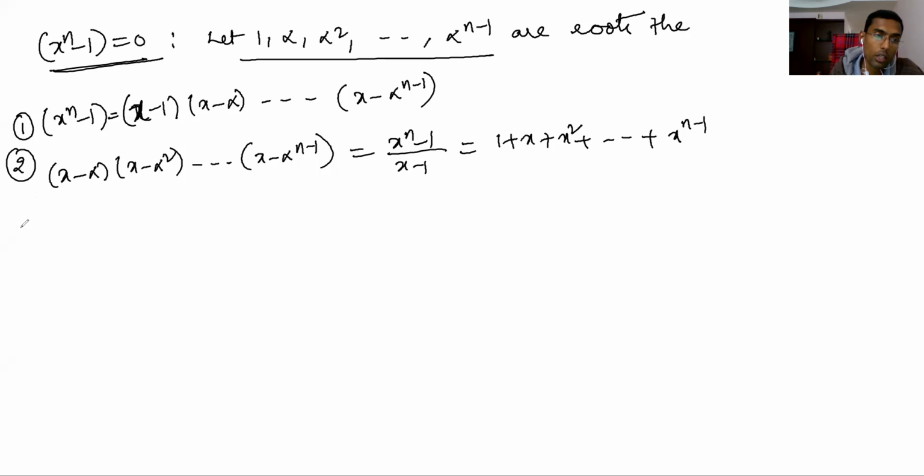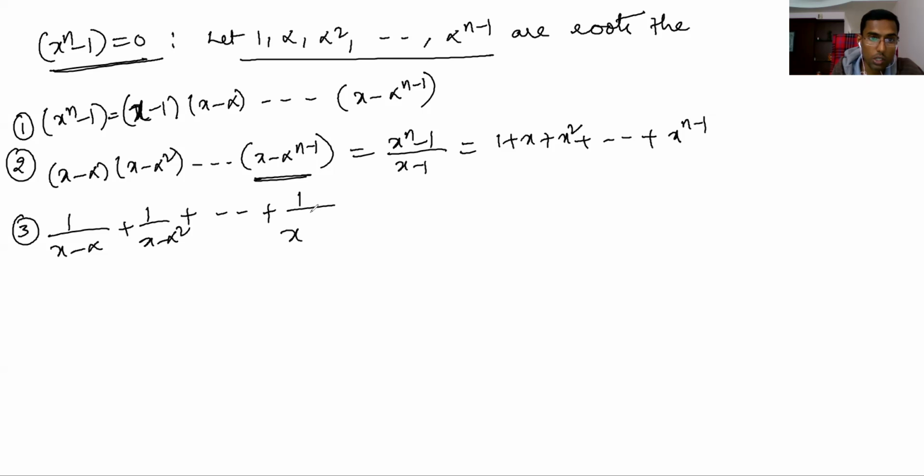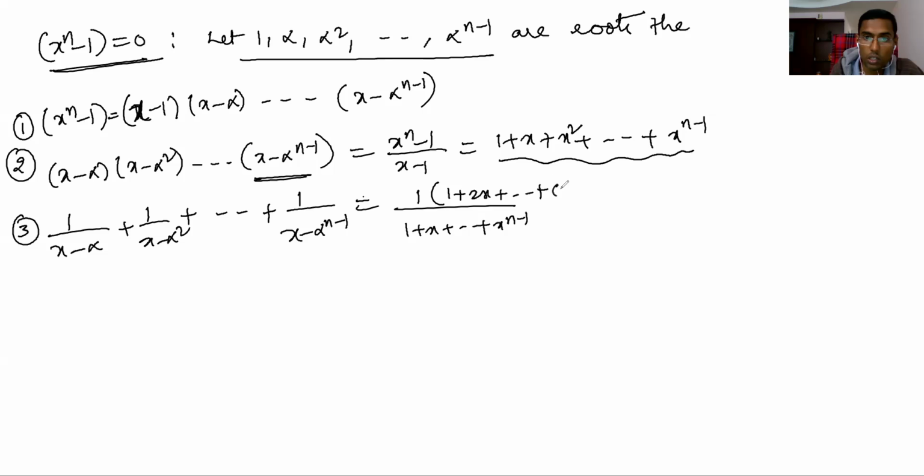If you apply log and then differentiate, 1 by x minus alpha plus 1 by x minus alpha square plus up to plus 1 by x minus alpha power n minus 1 equal to this one. You have to apply log. If you apply log, 1 by 1 plus x plus 1 up to x to the power of n minus 1, this is going to be 1 plus 2x plus like this n minus 1 x to the power of n minus 2. This is what we discussed. In this also you can substitute x equal to 1, 2, 3, then accordingly you will get the results. This is what I discussed last class.